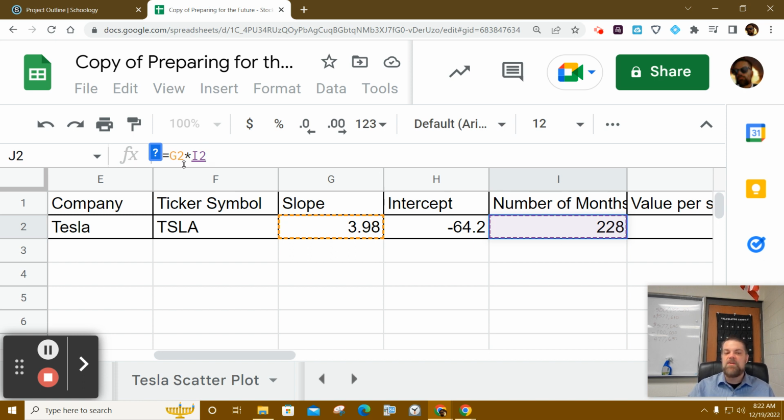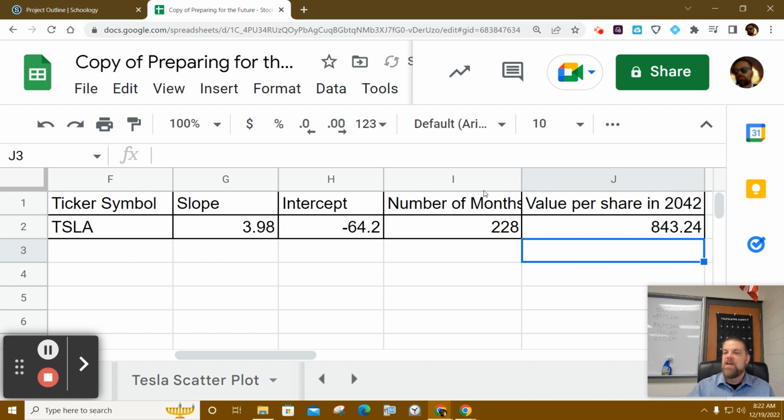Notice, I'm saying whatever's in G2, multiply that by whatever's in I2. And how did I tell the computer that? I simply clicked on the number of months. Now, if it's mx plus b, I've just got to put plus b. Where is plus b located? The y-intercept. So I just click on that. That's all I need to do. Now, this is the funny part. Kids didn't know what to do after this. You just hit enter. And this is what it does, it calculates the value per share in 2042.